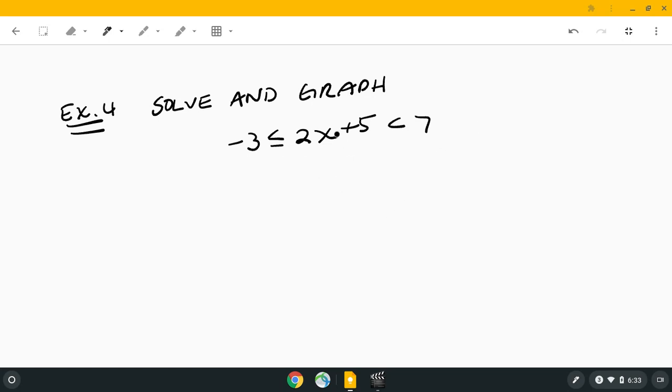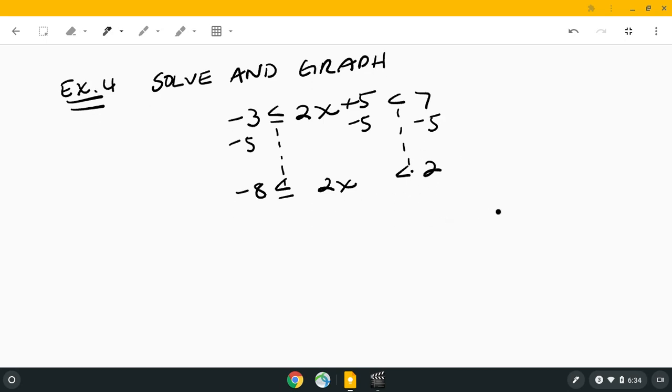It's less writing. You still solve for x the same way, except instead of subtracting 5 on both sides, you have to do it here, here, and here. So it's like you have 3 areas. So you have to subtract 5 here, but then you have to subtract 5 here and here. So we get negative 8 less than or equal to 2x less than 2. Divide everything by 2, and you get negative 4 less than or equal to x less than 1.